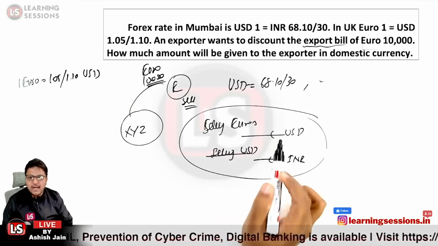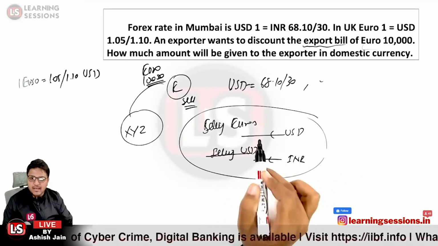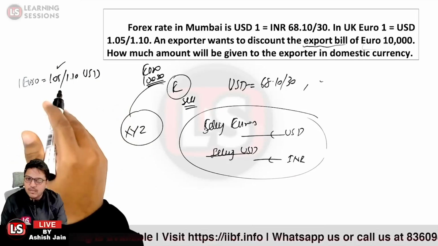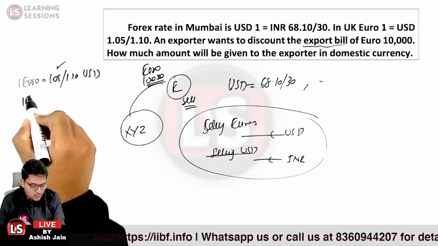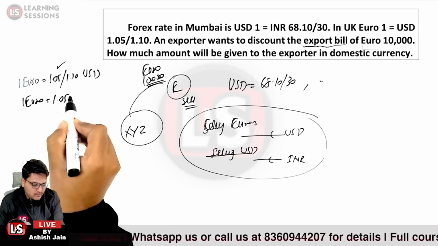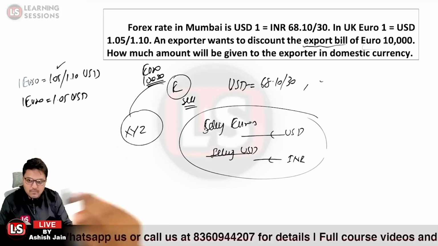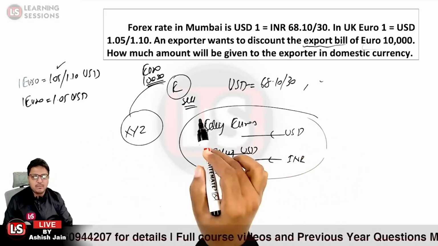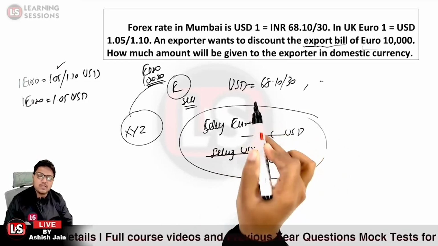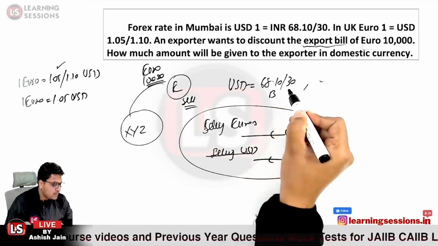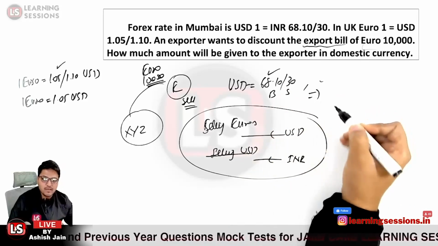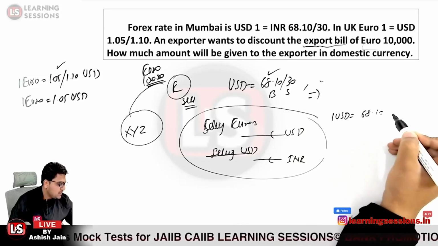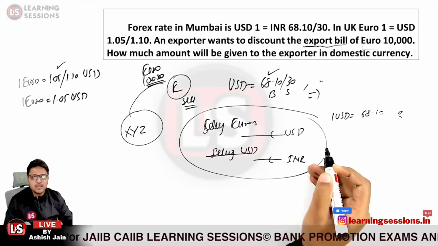Okay, so he wants to sell the euros. At what rate will he be able to sell the euros? At a price at which the market is ready to buy. So the applicable rate would be 1.05, that is 1 euro is equal to 1.05 USD. And once he has received the USDs, he will be selling the USDs, again at the price at which the market is ready to buy, the buying price. So from here we can infer 1 USD is equal to 68.10 INR.